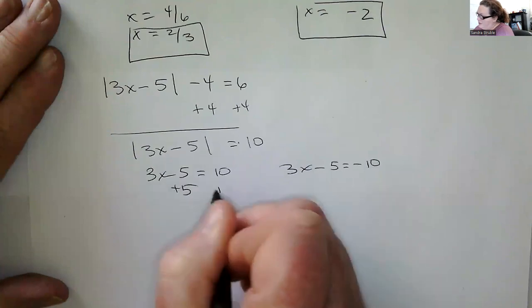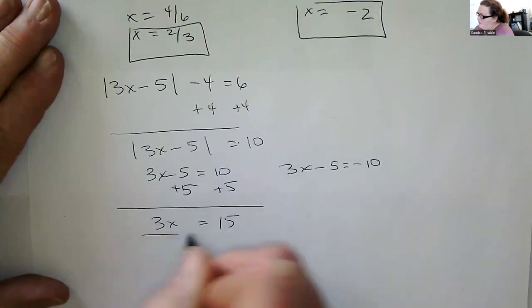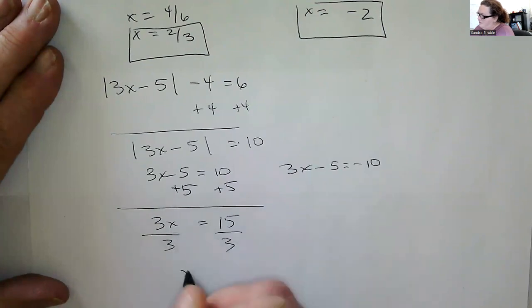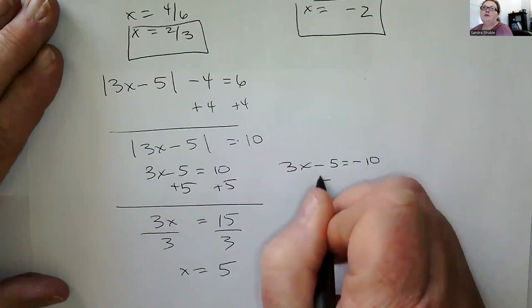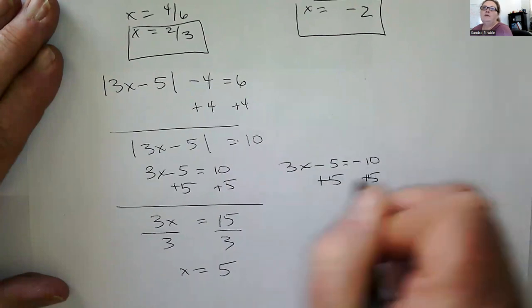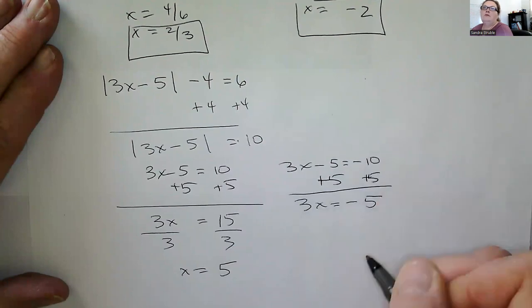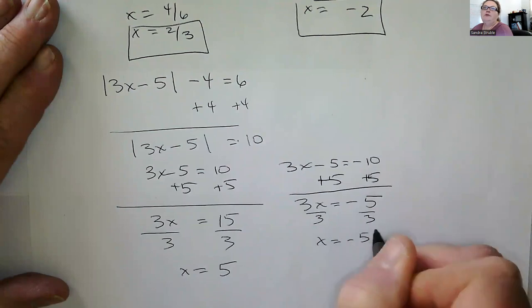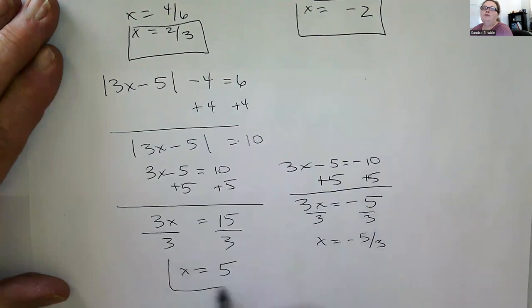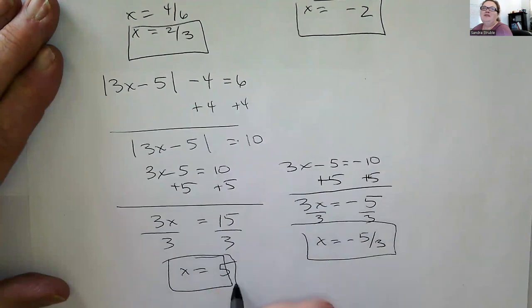Add 5 to both sides. Divide both sides by 3. Do the same thing on the other. Solve for x. And x is equal to negative 5/3. So x is equal to 5. Oh, and x is equal to 5/3. Hard to do when you're not exactly looking at it. All right.